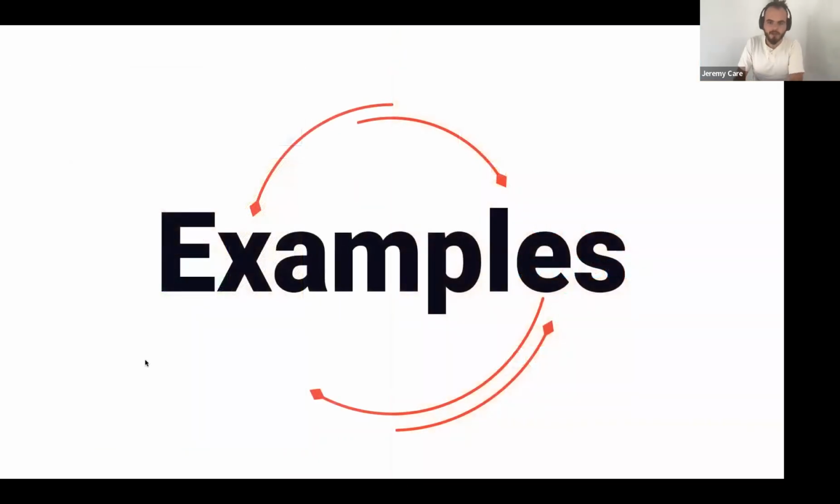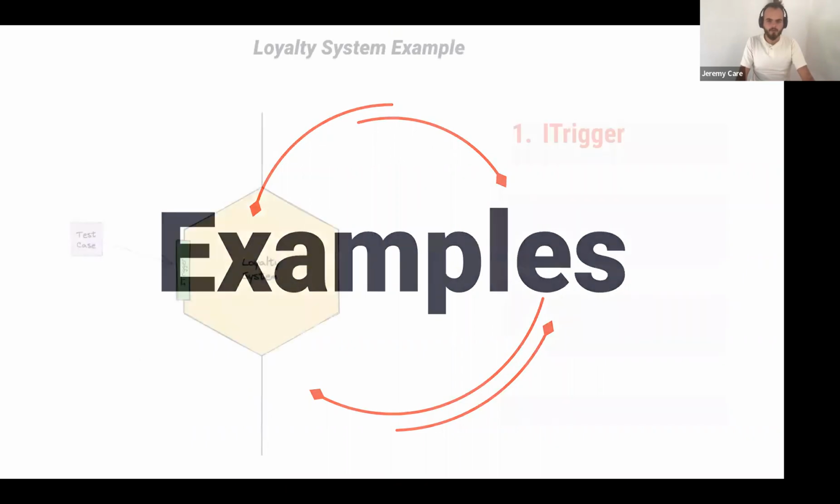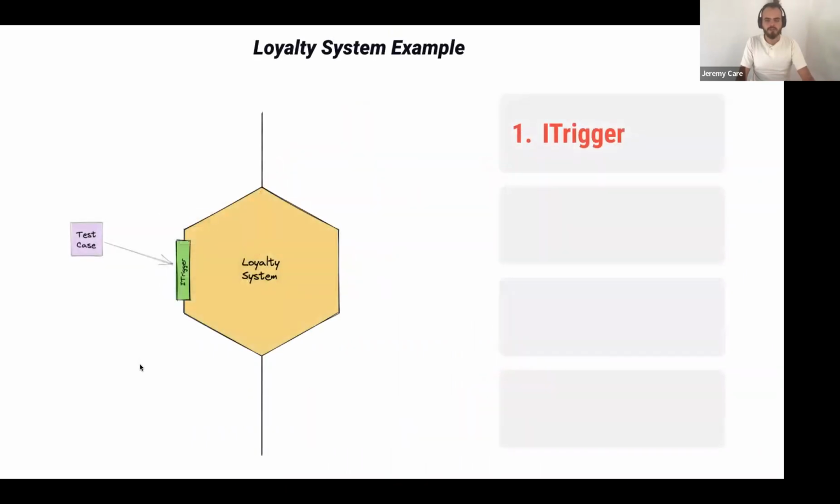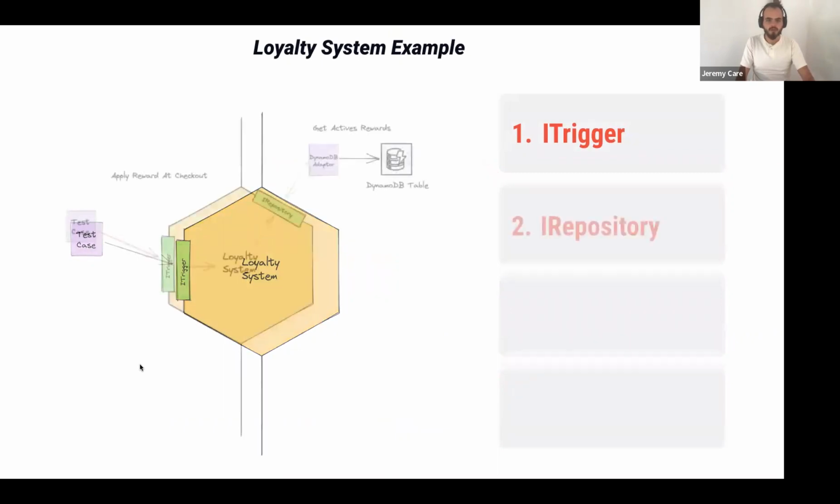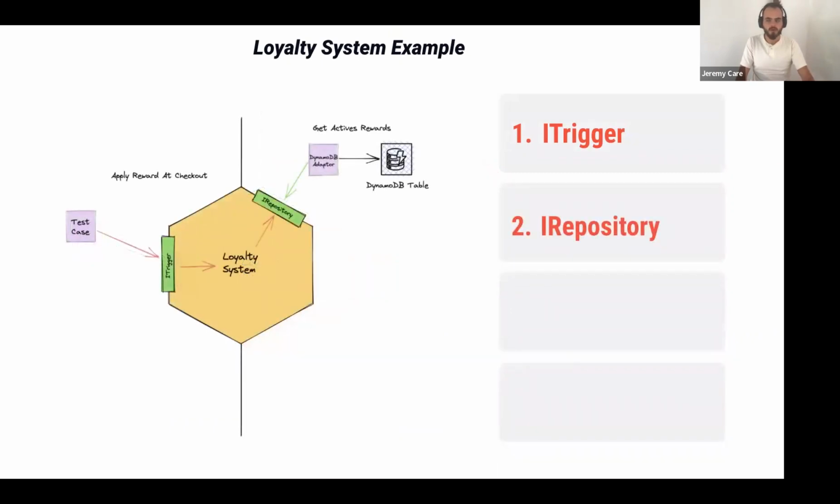So let's see some examples of the hexagon. Let's take a loyalty system. This idea comes from a project I've been working on, where you have a system that needs to apply promotions to transactions. So we get transactions from the store. We need to apply some rewards to those transactions.